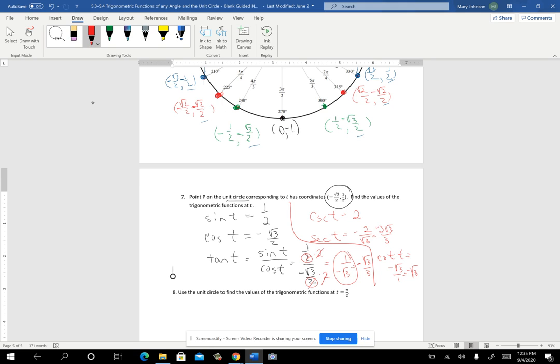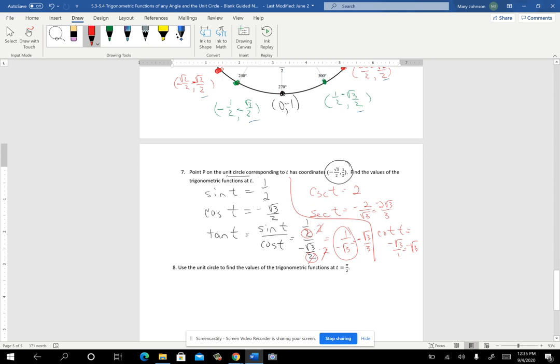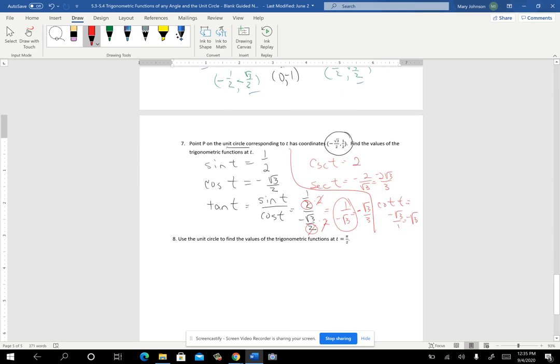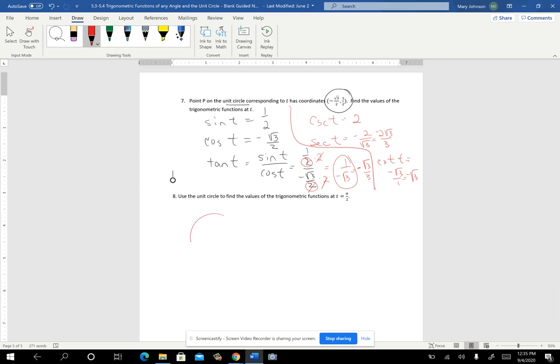All right, and then this one says use the unit circle to find the values of the trig functions at t equals pi over 2. And it's okay to think about that as an angle, but really they're talking about it being this length. But it's okay to think about that as the angle on this unit circle, okay? So you're here, in other words, here's where t is located, and that would have some coordinates. So you think about the coordinates of that point. It would be 0, 1.